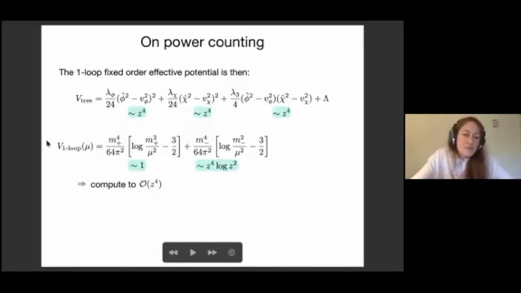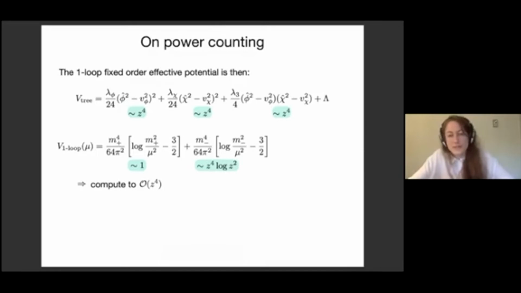Then the one loop piece is the usual sum over M to the 4th log M squared, where I have the contribution from the heavy and the light mass eigenvalues. The heavy piece at leading order contributes order 1 to the power counting, and the light piece goes like Z to the 4th. The point I want to make here is that we're going to want to compute the effective potential to order Z to the 4th in order to see the first new effects. So this is the order to which we want to compute in this problem.